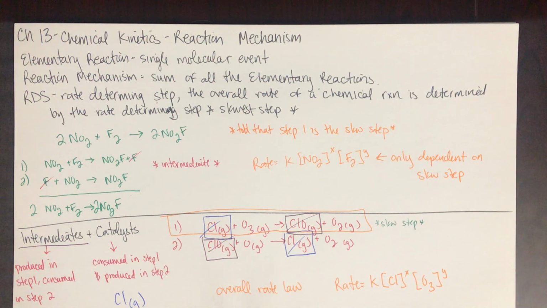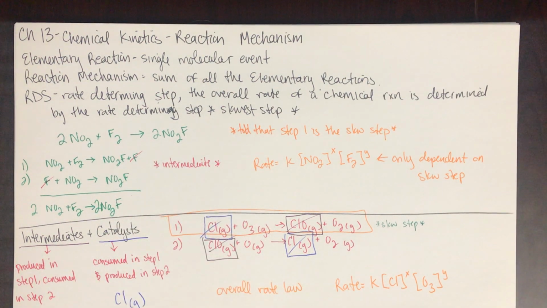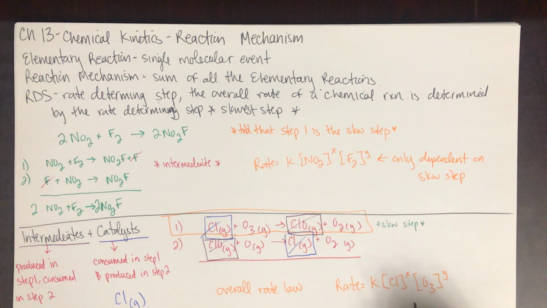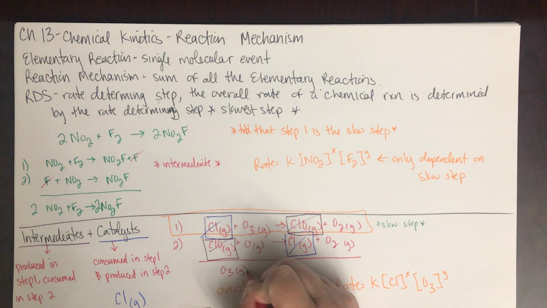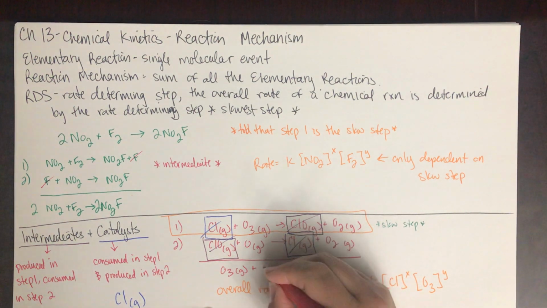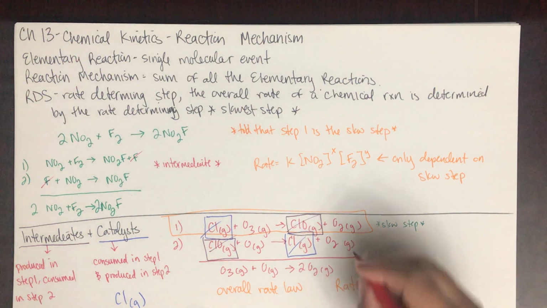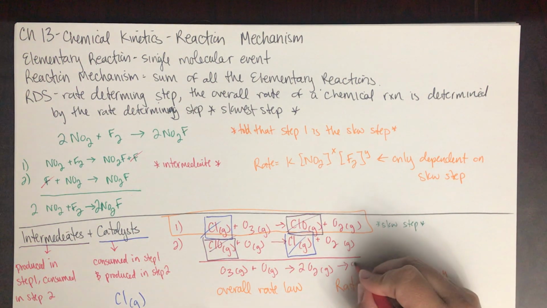So these are reaction mechanisms. We have individual steps that show single molecular events. What you want to be on the lookout for are intermediates that are produced in step 1 and consumed in step 2, and catalysts that are consumed in step 1 and produced in step 2. Neither of them will be in the overall reaction. If we were to write the overall reaction, it would be the sum of these two steps: O3 gas, ozone, plus O gas produces 2 moles of oxygen gas. This would be the overall reaction.